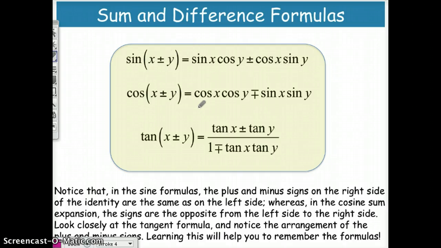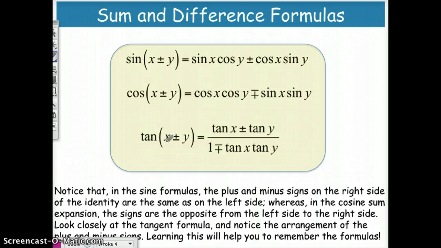If you take a look at the cosine formula, cosine x plus y equals the cosine of x times the cosine of y minus then plus. That means if you add, you do the opposite and you subtract in the formula. If you subtract here, you do the opposite and add in the formula.